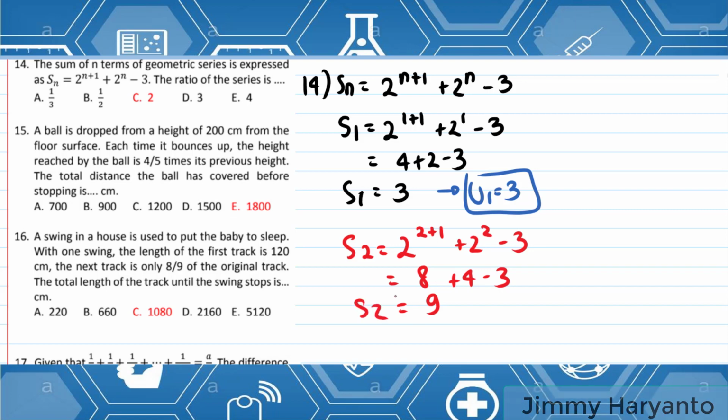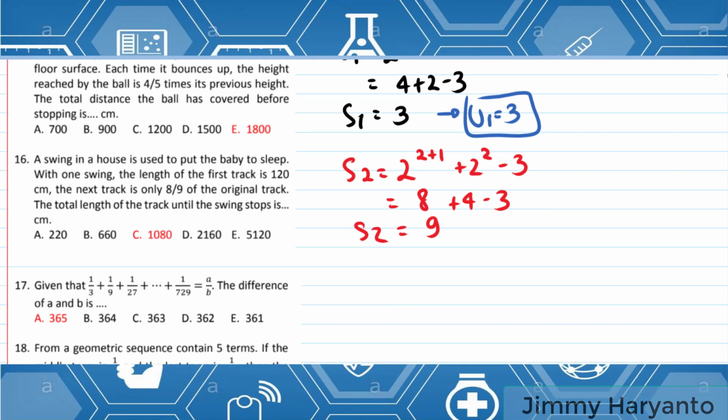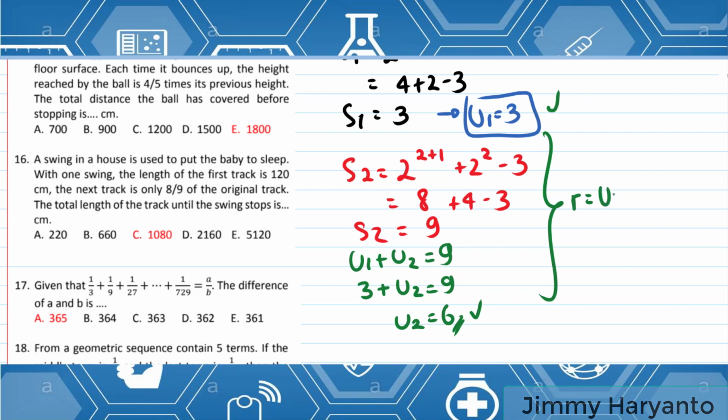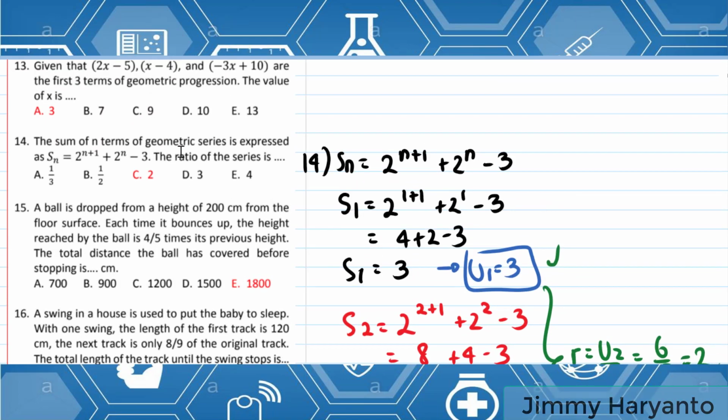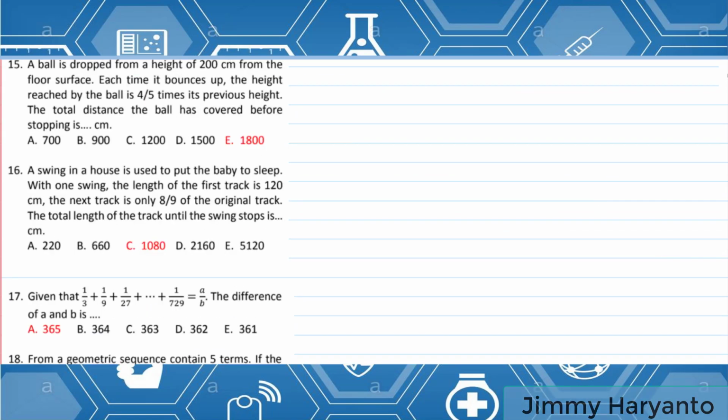Okay, S2. What is the meaning of S2? S2 means U1, the first term, plus the second term equals 9. The first term we already got is 3, so I can put 3 right there, equals 9. U2 equals 6. You have U2 now. From U1 and U2 you can find the ratio. Ratio is U2 over U1 equals 6 over 3 equals 2. And we have R. The question is the ratio, 2. That's it, number 14. Next is number 15.